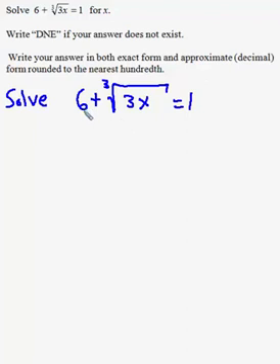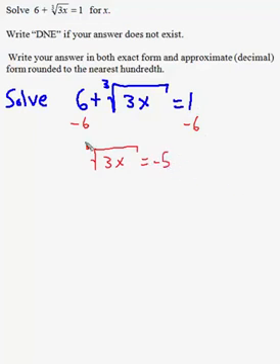So the idea would be simply to subtract 6 on both sides. Doing so, 6 minus 6 is 0. You could write 0 plus, but we typically do not write that. So what we'd be left with is the cube root of 3x is equal to, and over here you'd have 1 subtract 6, which is negative 5.